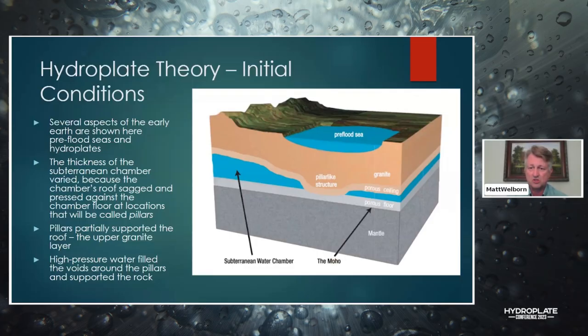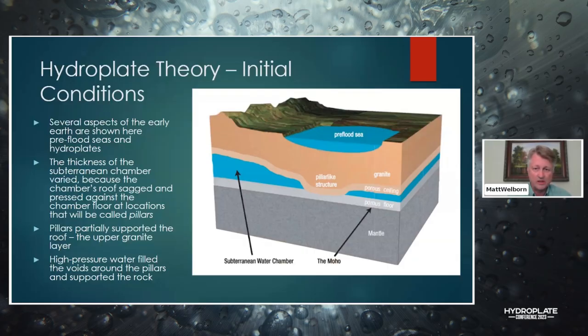And one of the things that you see there is this pillar-like structure where the two layers kind of touch together to support some of the overlying weight, but still it was this water chamber beneath that provided the source for a lot of the waters in our oceans. So I think that's kind of what we talked about.